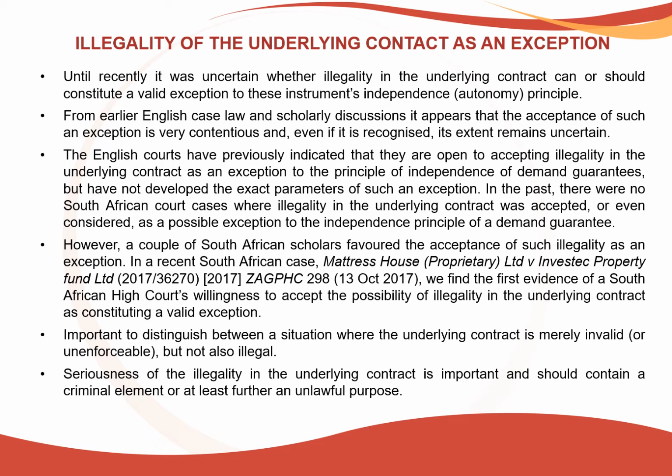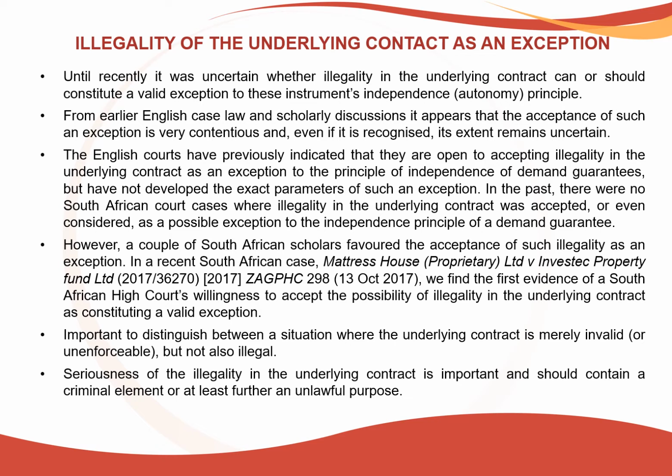Until recently, it was uncertain whether illegality in the underlying contract can or should constitute a valid exception to these instruments' independence or autonomy principle. From earlier English case law and scholarly discussions, it appears that the acceptance of such an exception is very contentious, and even if it is recognized, its extent remains uncertain. The English courts have previously indicated they are open to accepting illegality in the underlying contract as an exception to the principle of independence of demand guarantees and letters of credit, but have not developed the same parameters of such an exception.